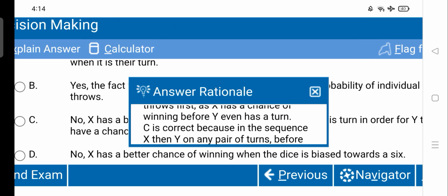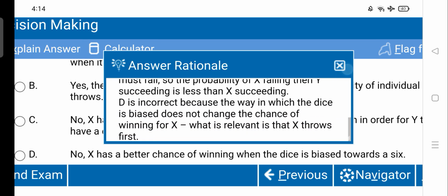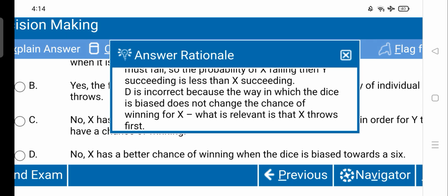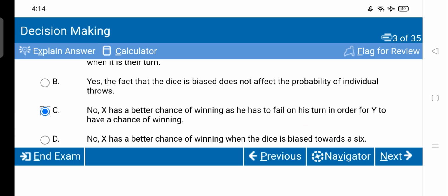D is incorrect because the way in which the dice is biased does not change the chance of winning for X. What is relevant is that X throws first. So here we can see that option C is the correct option, which is no, X has a better chance of winning as he has to fail on his turn in order for Y to have a chance of winning.